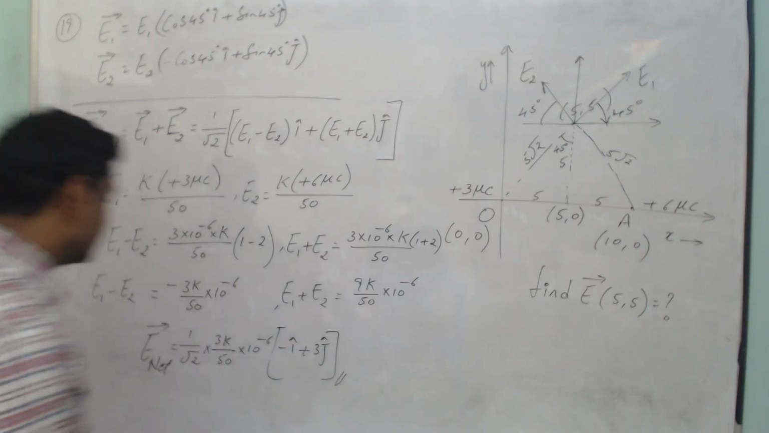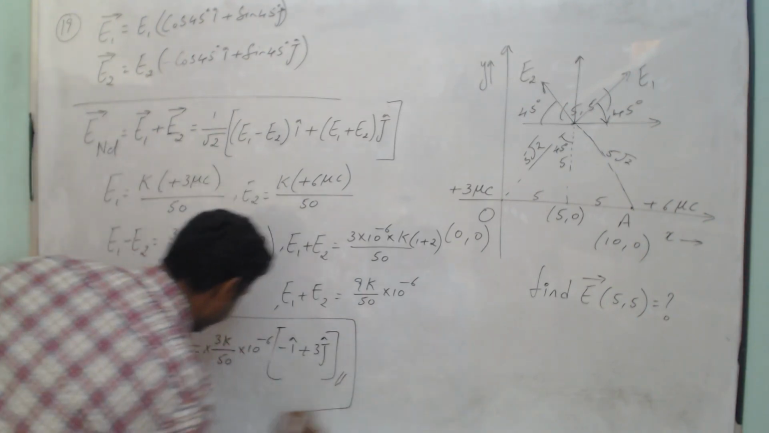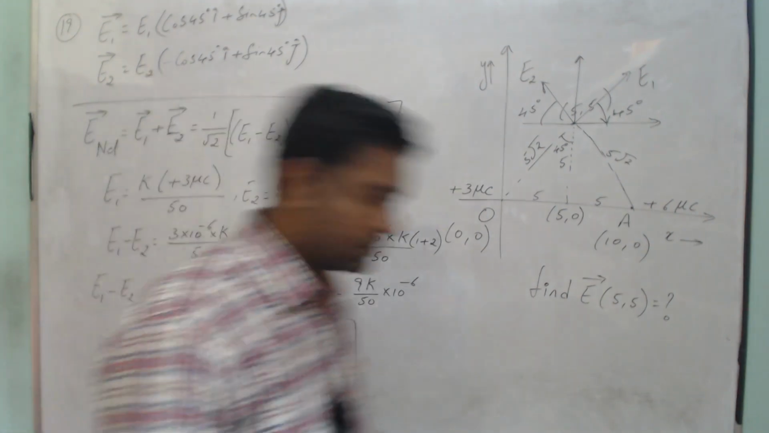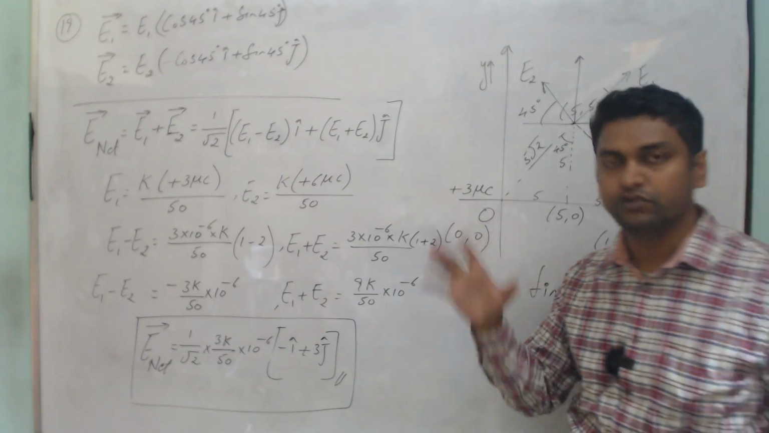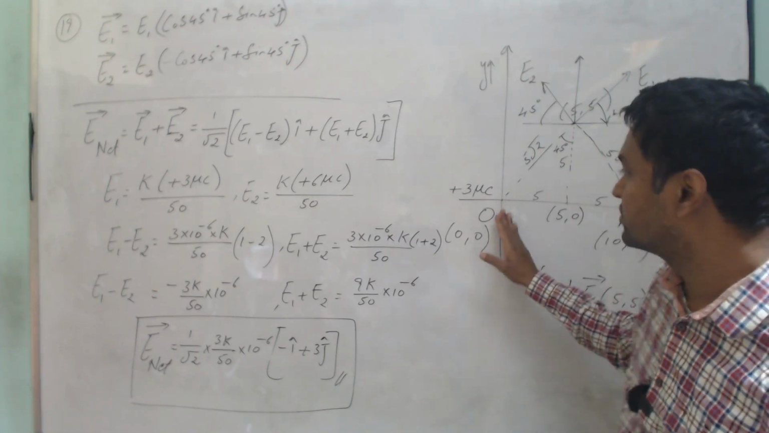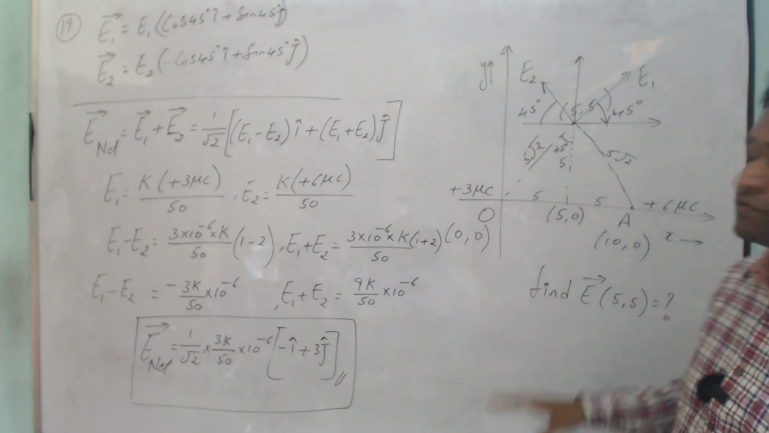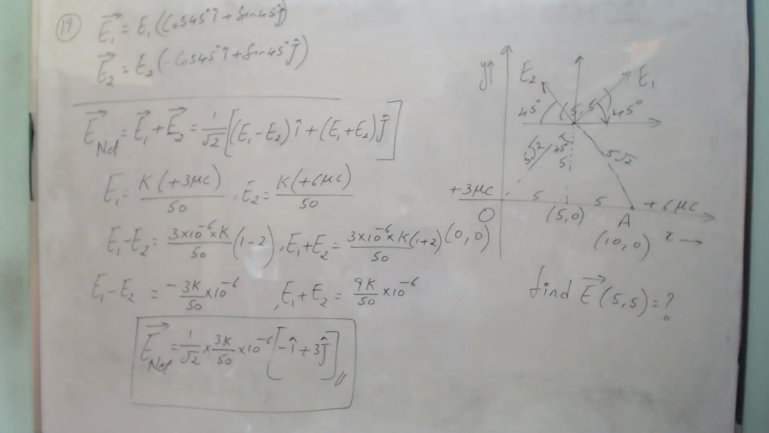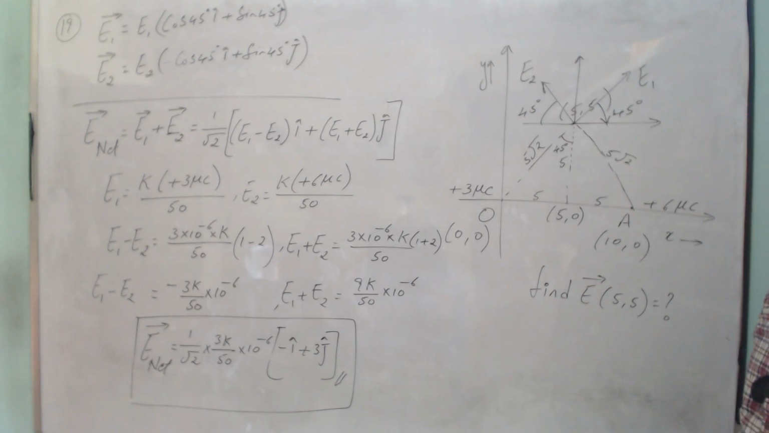Let me explain to you right from the beginning. First I'll explain the question, then I'll explain the solution. There are two charges placed at two points, 0 comma 0 and 10 comma 0. Charge at 0 comma 0 is 3 microcoulomb. Charge at 10 comma 0 is 6 microcoulomb. Find the net resultant electric field at a point 5 comma 5 due to these two charges.